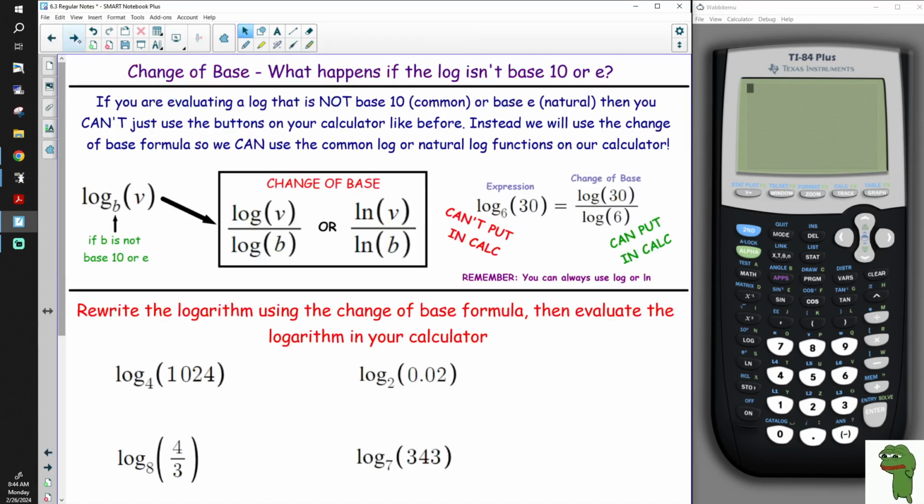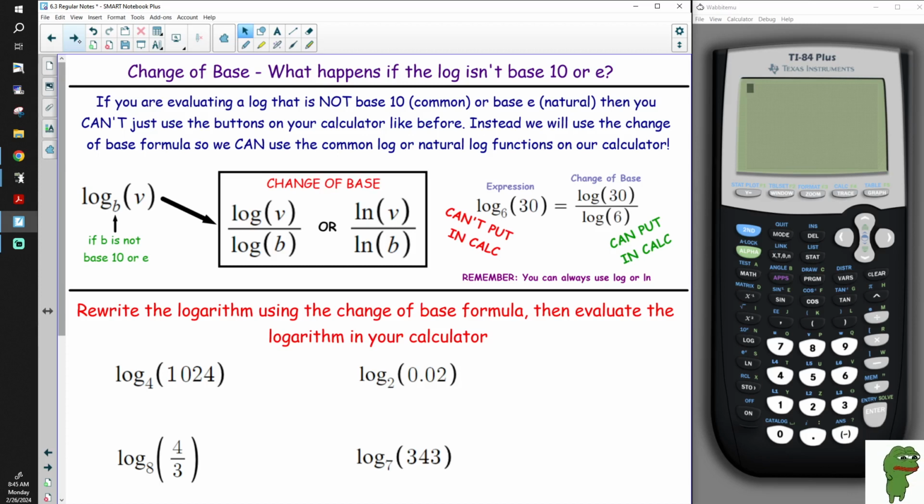Next slide. So we know how to type in the common log, and we know how to type in the natural log. The issue is, sometimes we have logs with different bases. Here we have a couple examples where we have a log base 4, a log base 2, a log base 8, a log base 7. And remember, not all logs are created equal. I cannot just use this log button for these 4 problems. I can't just type in log of 1024, because that log has a base of 10.